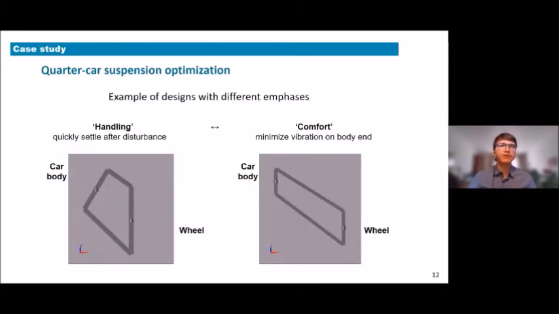So what do I mean by handling and comfort in this case? To illustrate it, I have here two designs with different emphases. On the left-hand side, we have a design that is supposedly good in terms of handling. What I mean by handling is that the suspension settles quickly after a road disturbance, so you have quick and responsive behavior. I'll now run an animation, and you'll see that there's a step input at the wheel end, and the car body responds very quickly and very closely to the wheel input.